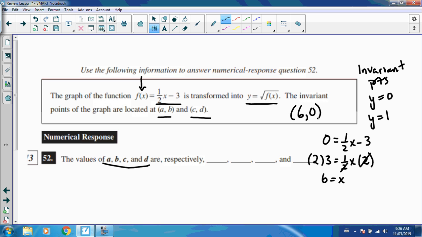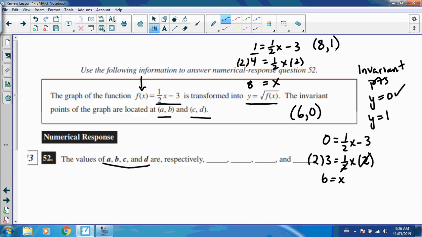That's my first one. So I've done this, and now I'm going to do it for y equals 1. So maybe I'll do that up here. 1 equals 1/2 x minus 3. Add the 3. And again, times by 2, it's the same steps, right? We're doing the same thing. 8 is x. So when x is 8, y was 1.